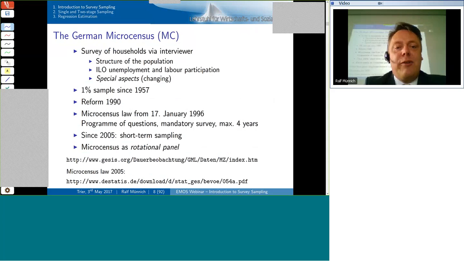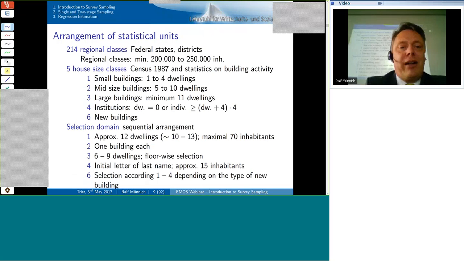There was a big reform in 1990, some changes, and you see that since 2005, we also have short-term sampling, and the microcensus is, in the meanwhile, a rotational panel. So every year, one quarter is changed. Even if we tackle it as a cross-sectional survey in this lecture, of course, if you're interested in changes, then you have to consider this rotation quarter, which is not overlapping.